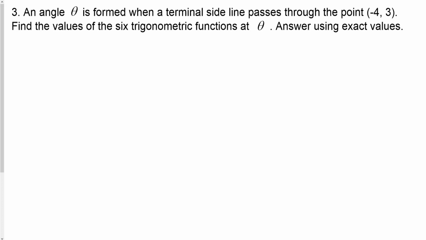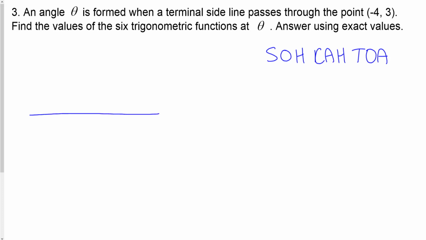Now, this is a pretty straightforward problem as long as you just remember the very basic rule, SOHCAHTOA. SOHCAHTOA, the princess of the trigonometry tribe, tells you how the sides of a triangle relate to the trig functions sine, cosine, and tangent. If you've got that down, you can handle a lot of these problems. Now, the point -4, 3 is going to be in quadrant 2. And the reason I know that's in quadrant 2 is because the x-coordinate is negative and the y-coordinate is positive.